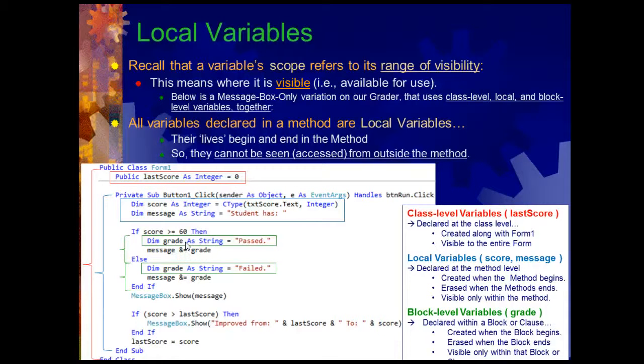That's why this is only available here. Then we have to redefine it here because we didn't define it out here somewhere. We defined it within this block. So it's gone once we get to else. So if we want to refer to something called grade again, we'd have to redefine it.